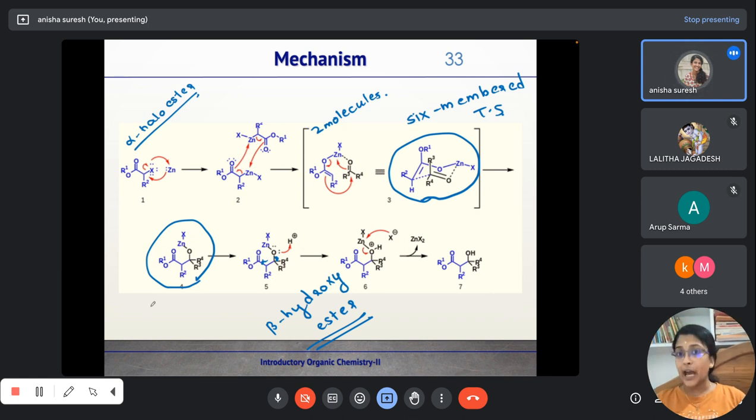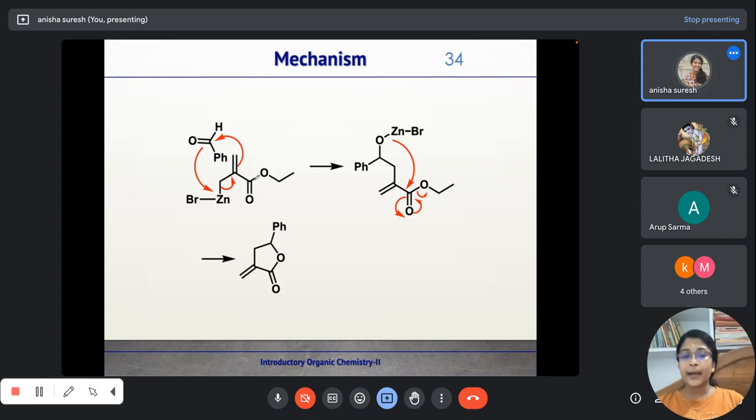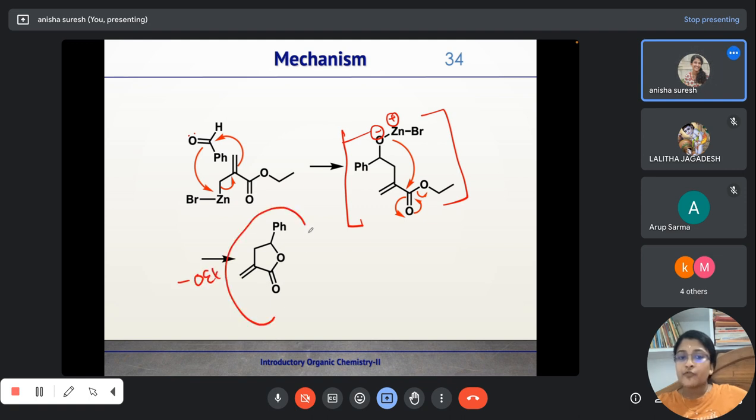Now we will see what is happening in the reaction that is given. So first, what will be happening? This is the compound that is given to us. Already zinc is inserted. Now what will happen? This oxygen of this aldehyde can abstract the zinc. This bond will be breaking and this double bond will go and attack here. It will lead to formation of this intermediate. Now this will be negatively charged, this will be positively charged, right? So this bond will go and attack on the ester and this OEt will be removed. It will lead to formation of this 5-membered lactone.